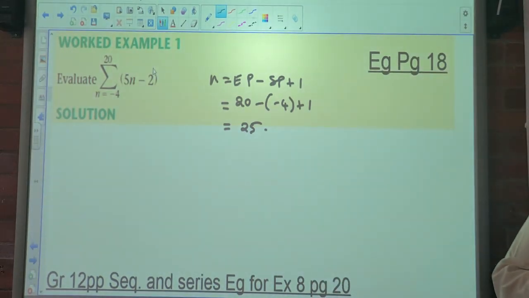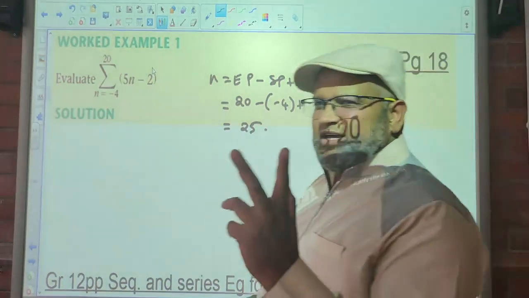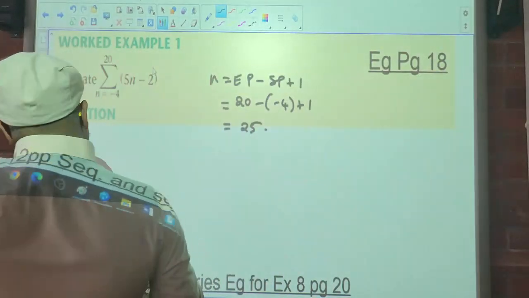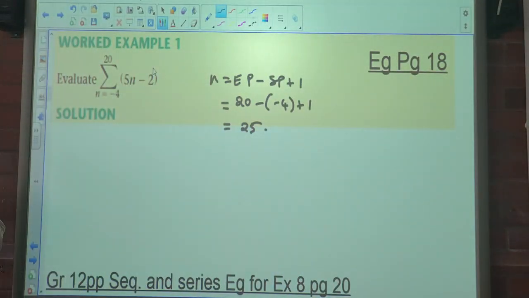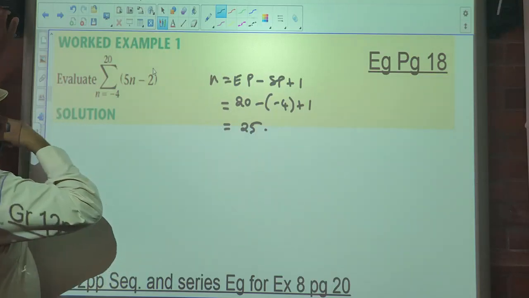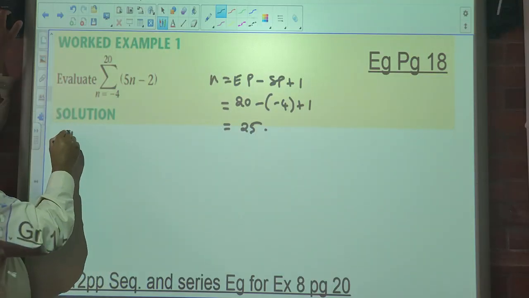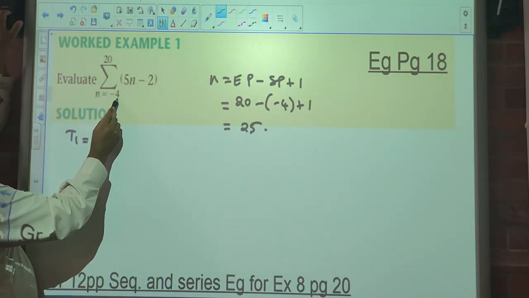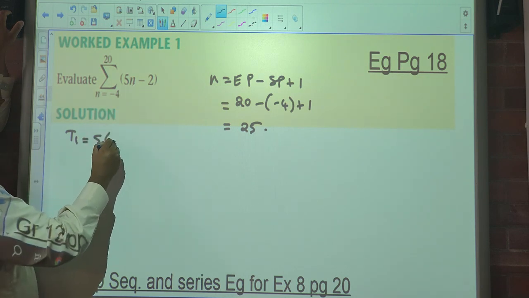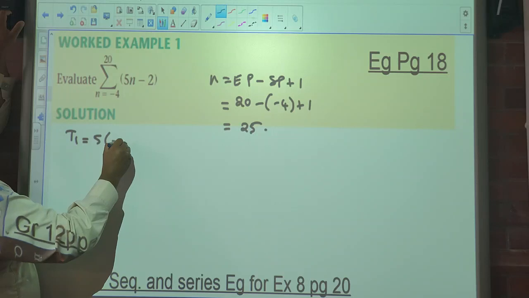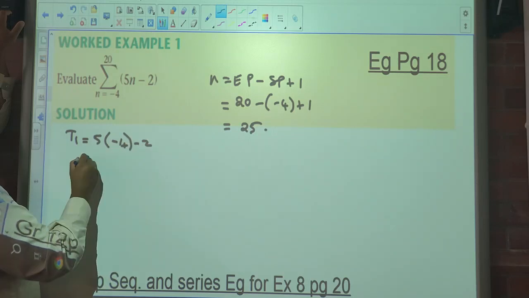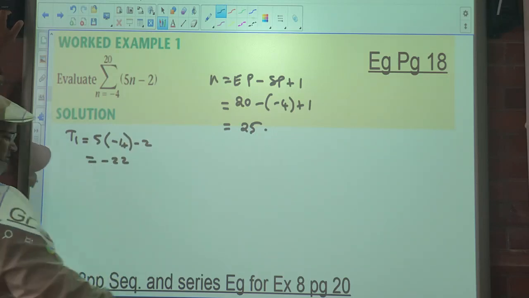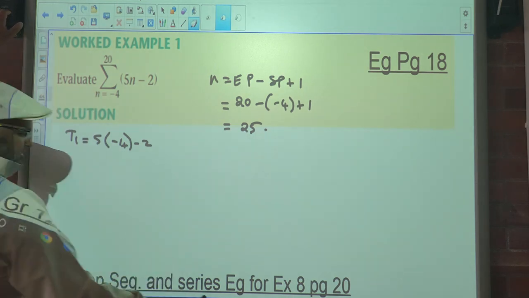Okay, people, there's one of two ways I can do this. I'll do both with you. I can work out the first 3 terms. I'm not going to go with the last term story, okay? I'm going to work out the first 3 terms. Where do we start? Where n is negative 4. So this is going to be 5 times negative 4 minus 2, which is negative 22. You all agree with that?